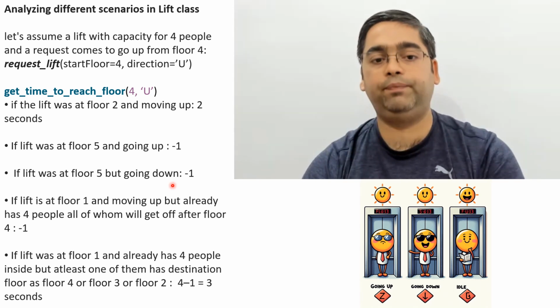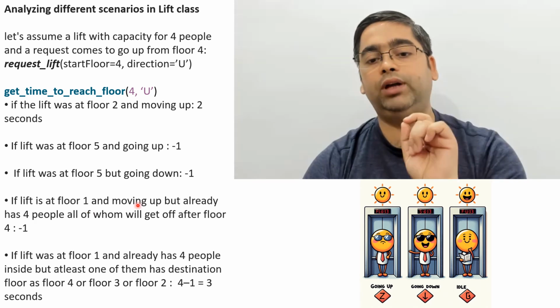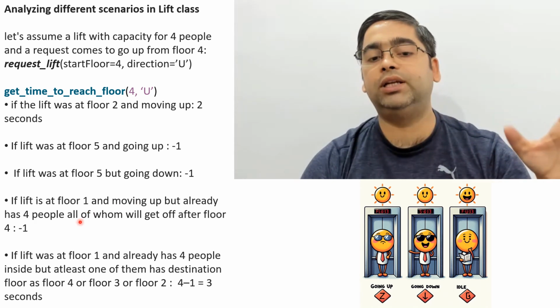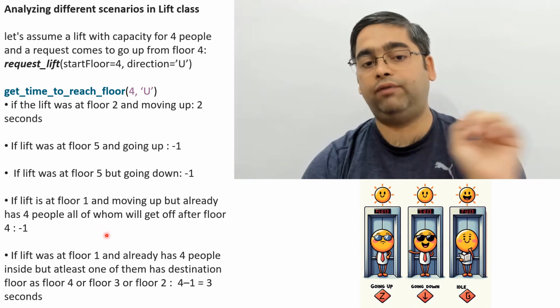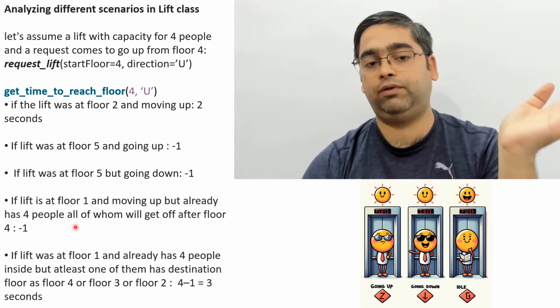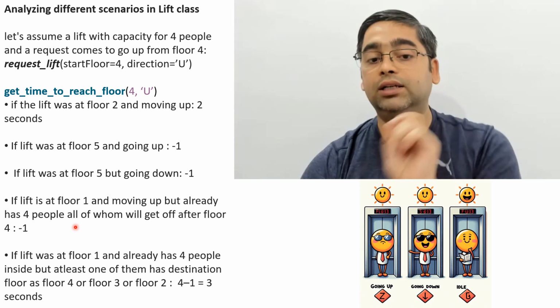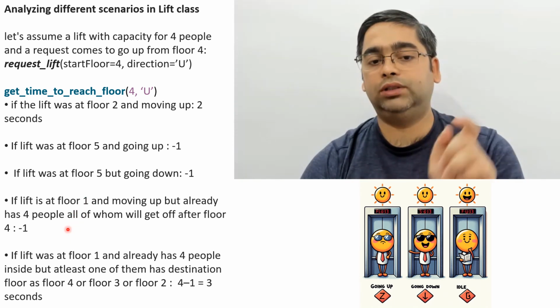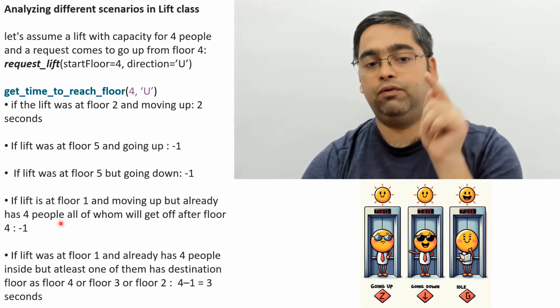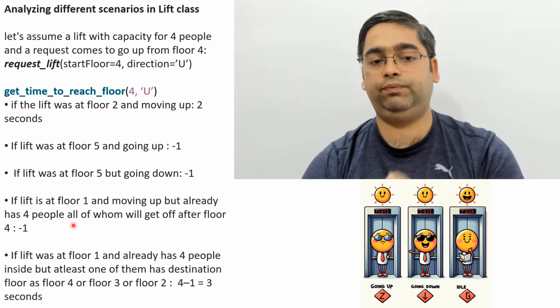Let's suppose another lift which is at floor 1, it is moving up, but there are already 4 people inside the lift, and all of those 4 people will get off after floor 4. So they will get off at floor 5, 6, 7, 8 or something like that. Now again, this lift also cannot be assigned that request. Why? Because the lift capacity will be full. It will already have 4 people when it reaches floor 4.